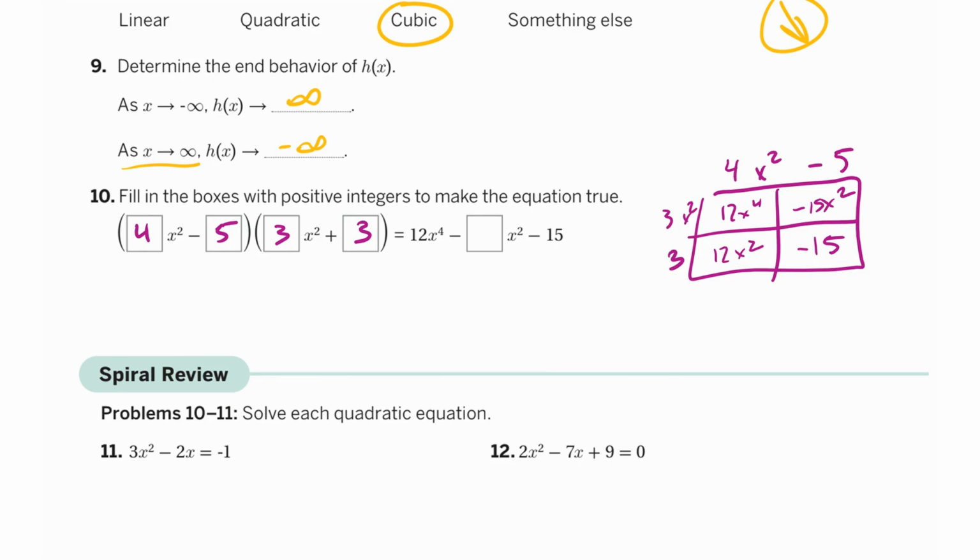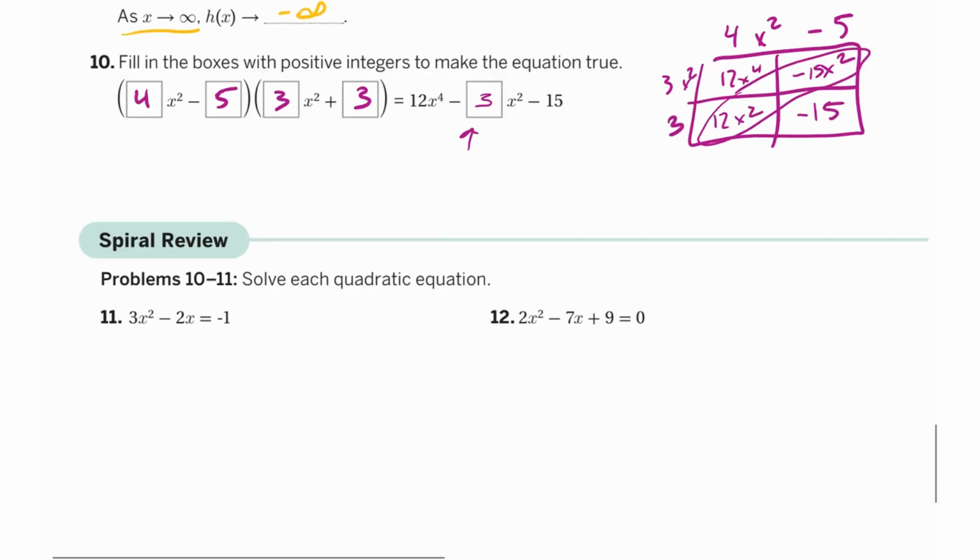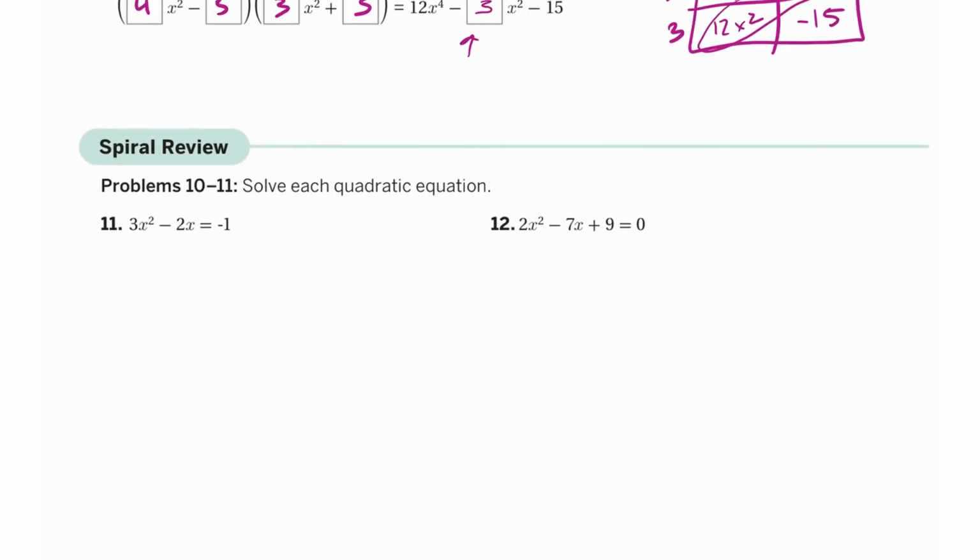And then the insides here, when we add these together, I get minus 3x squared. So yeah, that should work. And again, I think there's a lot of different possible options here, but it just has to work out so that the first term is multiplied to 12x to the power of 4, the last term is multiplied to negative 15, and those middle two terms add up to a negative number, which is the important part. So there may have been something that we needed to switch around, but in this case, it ended up working out.